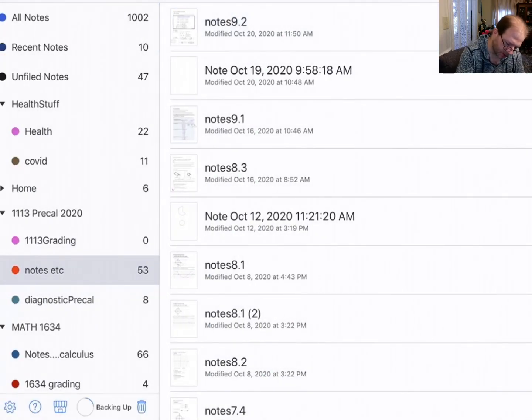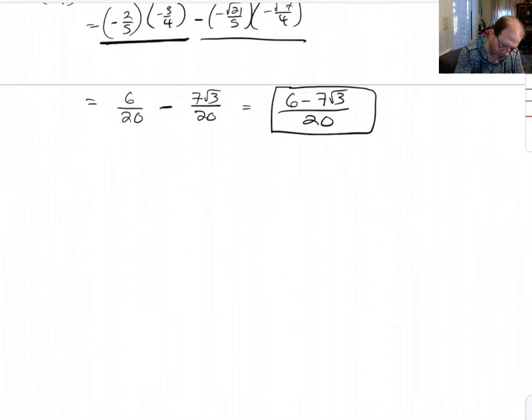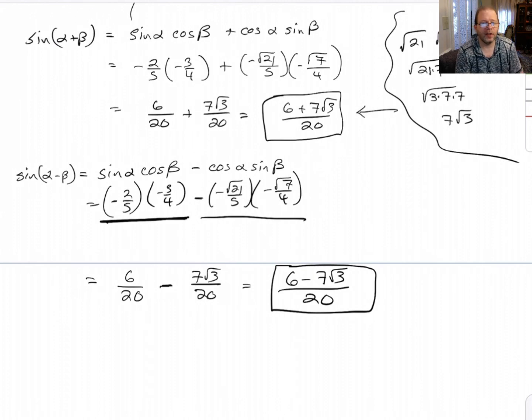All right. That's the last example here, and that's pretty much all I'm going to ask you to do in this section, is to do some problems where you're having to apply these formulas. So that's it for this section.